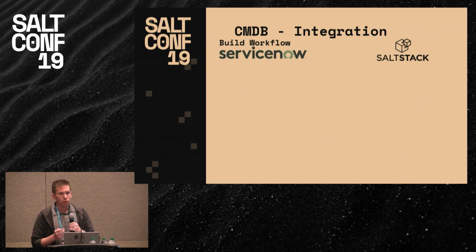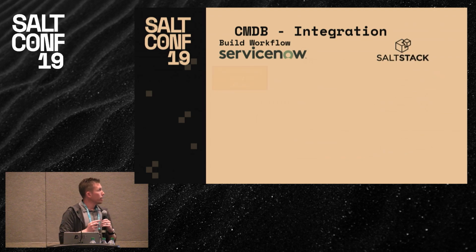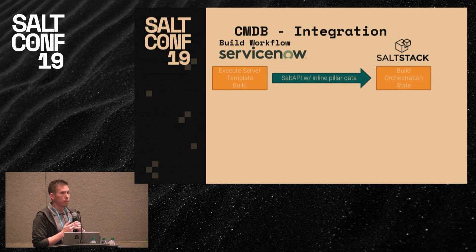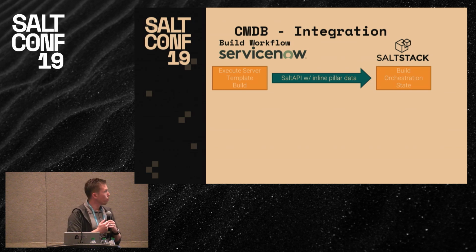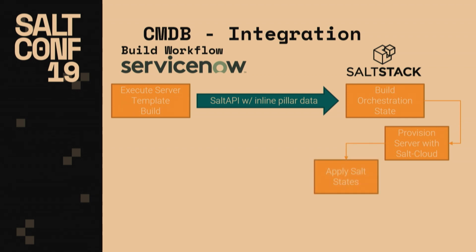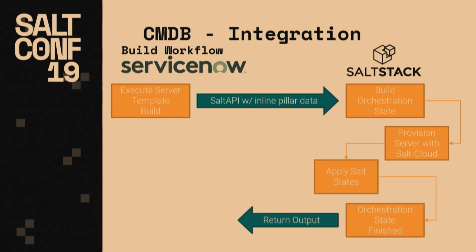So a simple build workflow, what it would look like on our side is in ServiceNow, we build that server template, click that little build button. That's going to kick off the ServiceNow script to connect to Salt API and pass it that inline pillar data for the Salt Cloud overrides. And that's going to call an orchestration state on the SaltStack side. That orchestration state will have the Salt Cloud commands for provisioning the server, and then apply the salt states once that server is actually provisioned. And once it's all finished, it's actually going to send the return output back to ServiceNow.